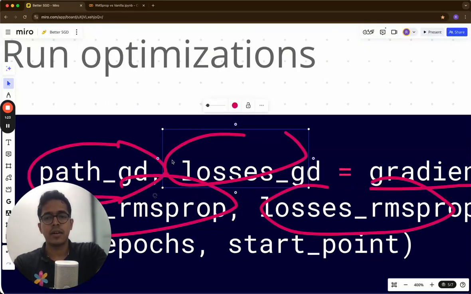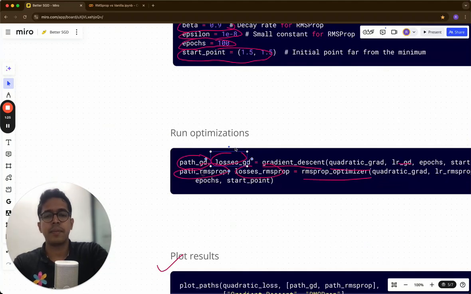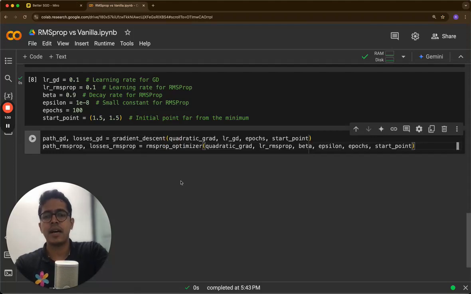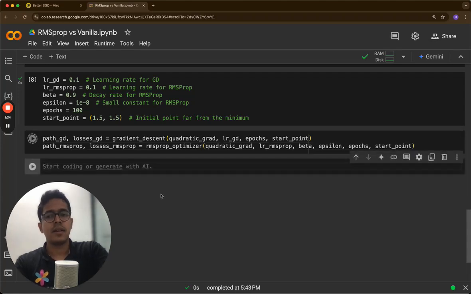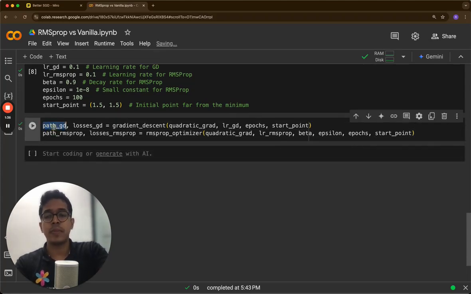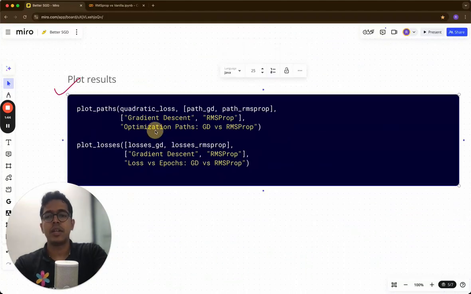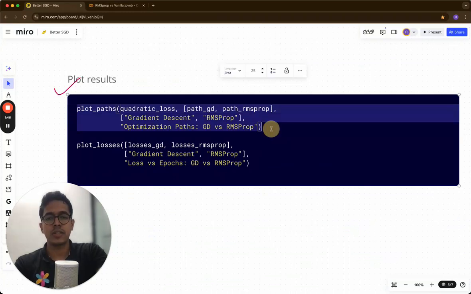Here is where we are calling the function for the first time. So we'll call the gradient descent function as well as the RMSprop function. And when we run this, no output is going to be displayed because the path will be stored here in both cases, and losses will be stored in this and this variable in both cases, and we have to plot them to get any kind of visual output. So let's plot the paths first. I'll plot the losses later.